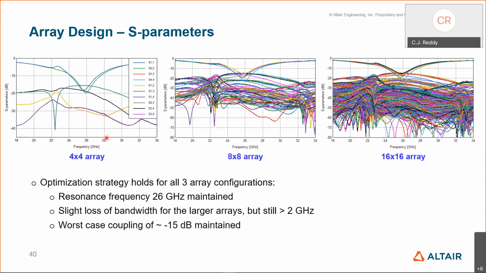Again, if you look at this the same way as we have done for the handheld device, we have the S parameters, that is self as well as mutual ones. You can see that most of them remain below -15, almost close to it, even at 16 by 16. That indicates that the design that we have done at 2 by 2 array optimization seems to hold good for the rest of the elements as well. So the resonant frequency is kept at 26 gigahertz, the bandwidth is still close to 2 gigahertz here, and the worst case coupling is approximately -15 dB between those elements.